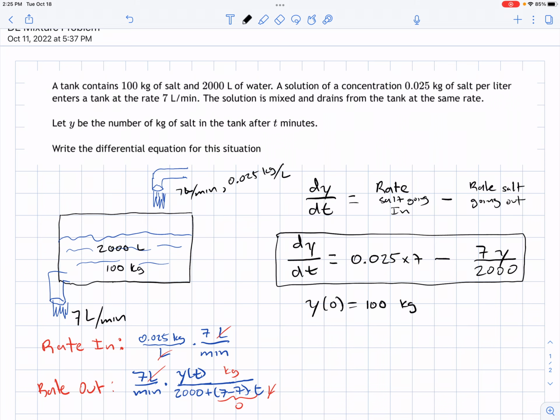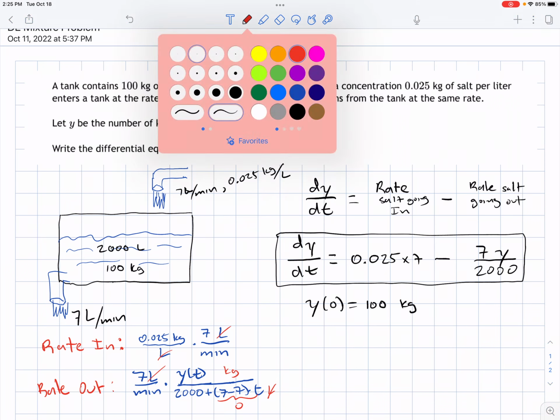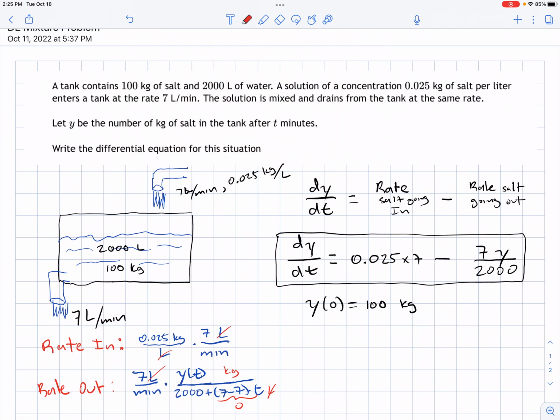And we could totally solve this. We can solve this differential equation either by separable or integrating factor. You can do that if you like, or leave it as is.